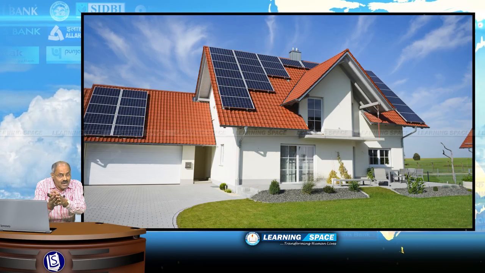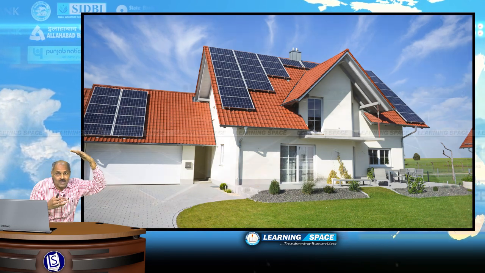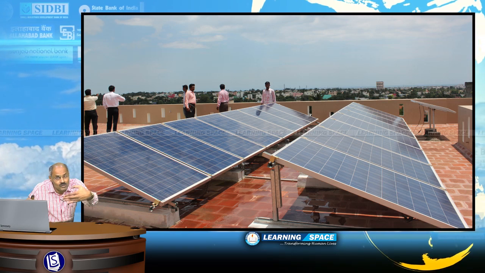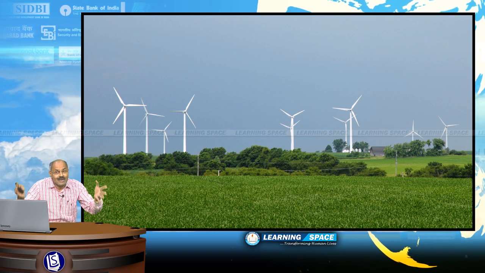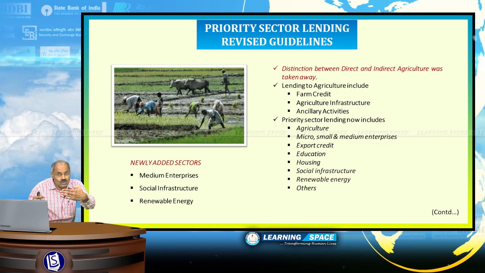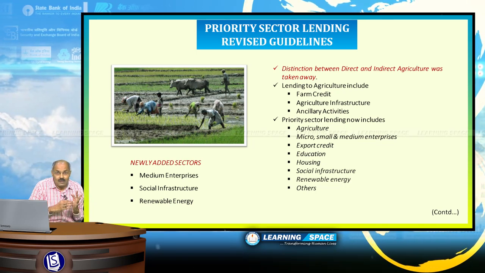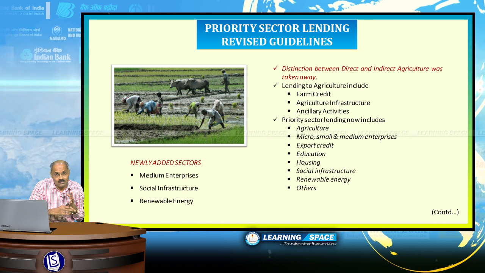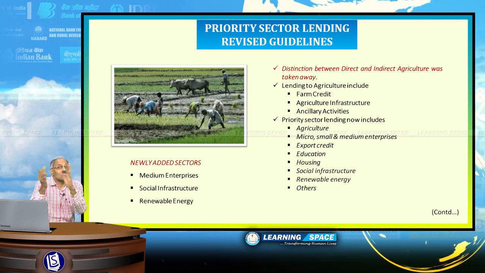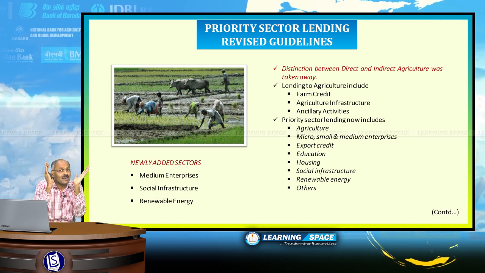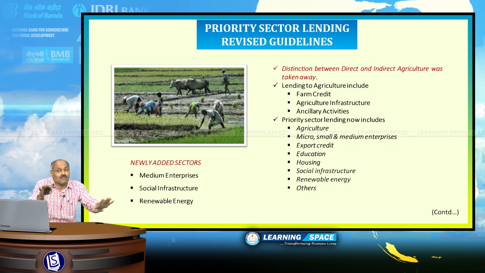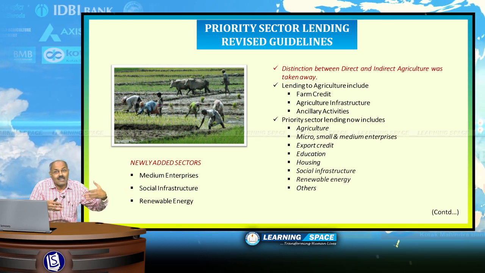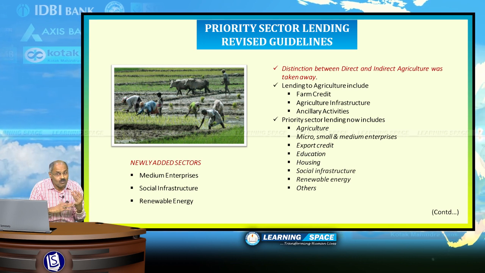Renewable energy. If somebody is establishing a solar panel on his house, or if somebody is coming forward with a big solar plant, so as to give impetus to renewable energy, or if somebody is coming up with a windmill, that is renewable energy. So these are three sectors, medium enterprises, social infrastructure and renewable energy, brought under the framework of priority sector lending. Previously, there was a distinction between direct agriculture and indirect agriculture. Now that was shelved. There is no more distinction between direct and indirect agriculture. It was dispensed with. Second, lending to agriculture includes farm credits.